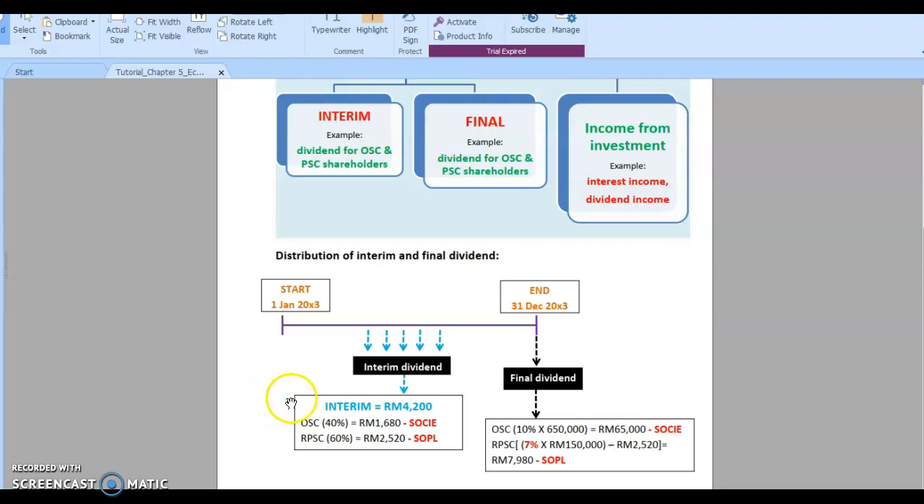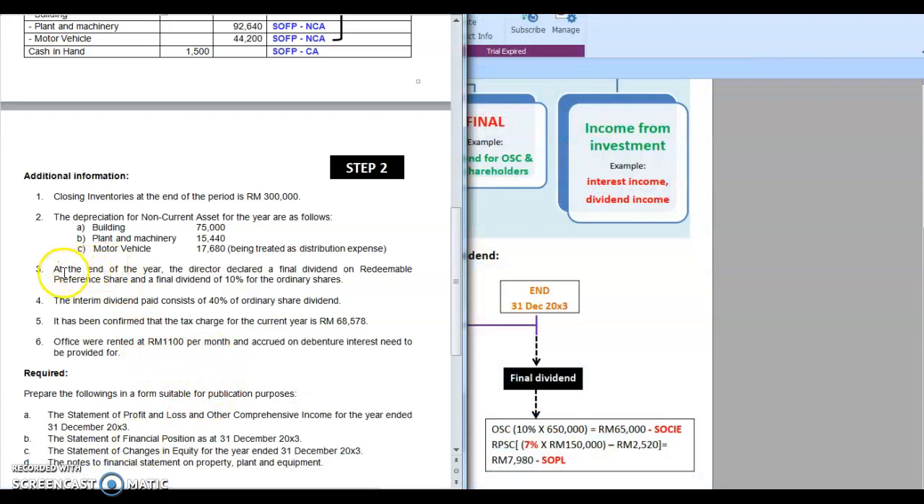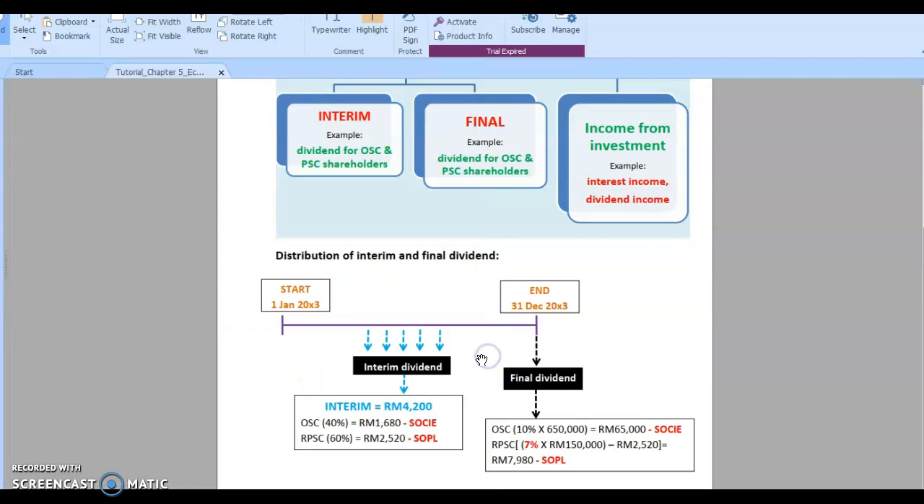Okay, now let us continue by identifying the interim and final dividend for this question. Back to the question just now. Additional information number 3 requires us to identify the final dividend for RPS and ordinary shareholders. And additional information number 4 explains the composition of the interim dividend, where 40% of it represents the ordinary share dividend. Based on this information, let us identify both interim and final.